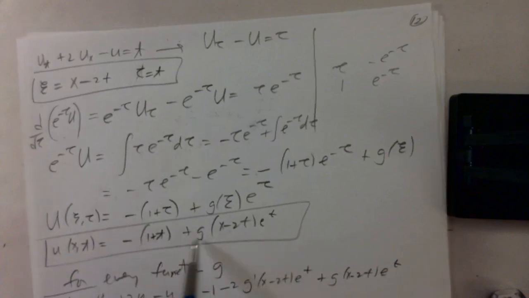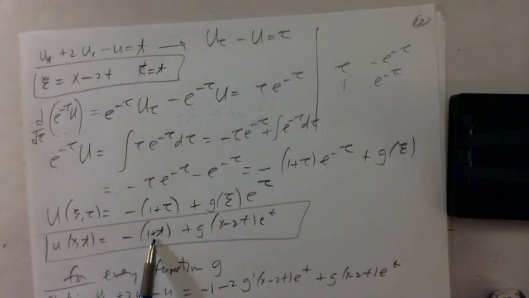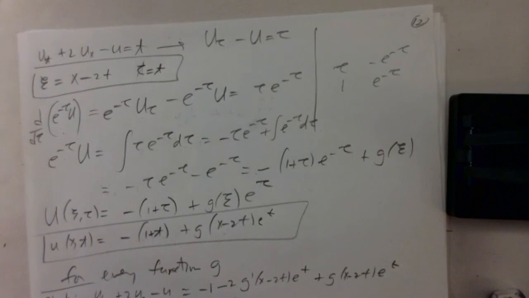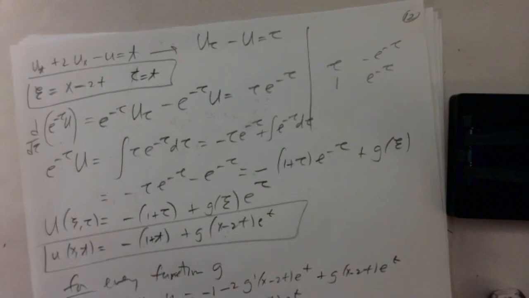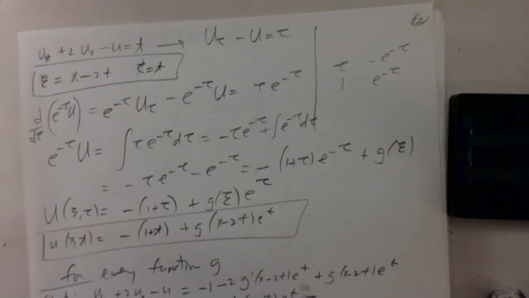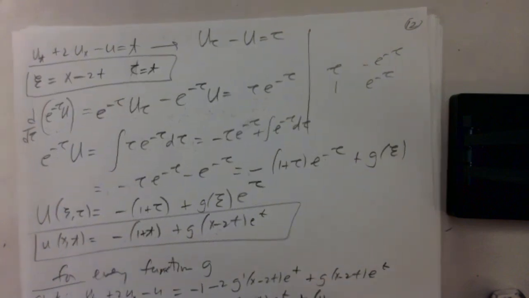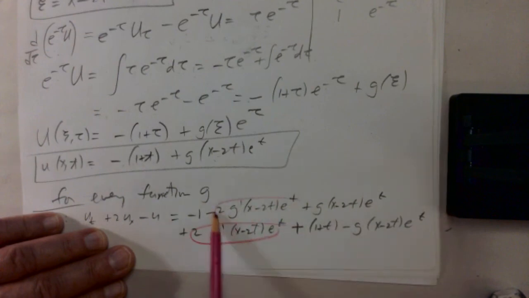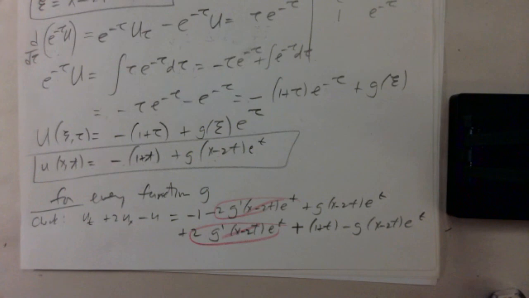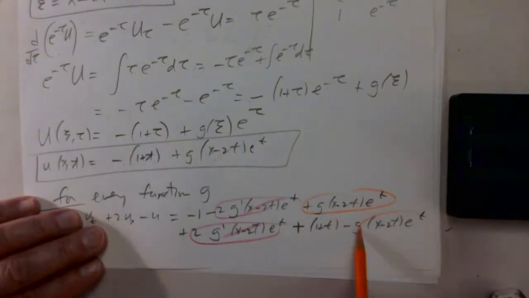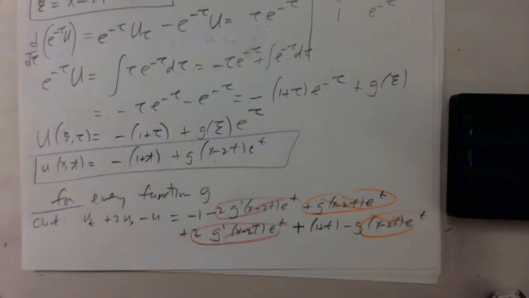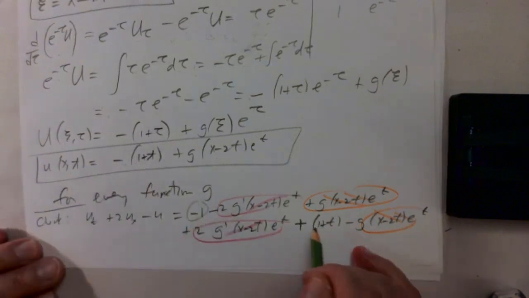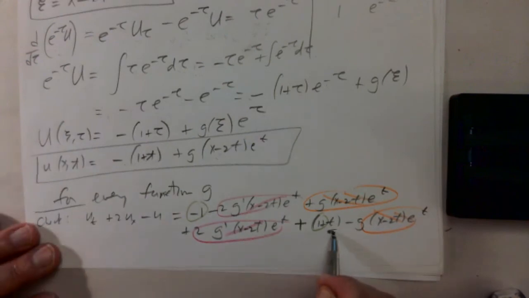Plus 2 times the derivative with respect to x. The derivative of this with respect to x is 0. The derivative of this with respect to x is g prime of x minus 2t, e to the t, minus u. So minus this makes this plus 1 plus t minus g of x minus 2t, e to the t. So this term and this term cancel. And this term and this term cancel. And the minus 1 and the plus 1 cancel. And the only thing left is t.